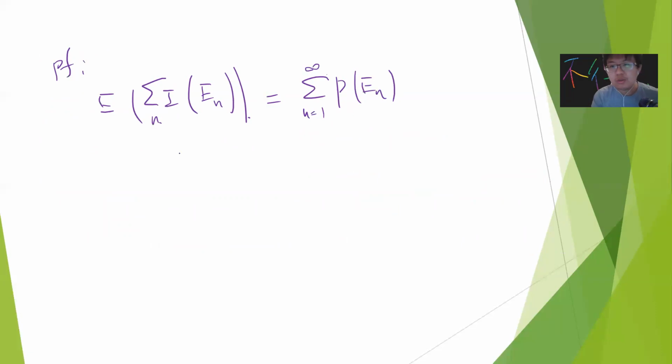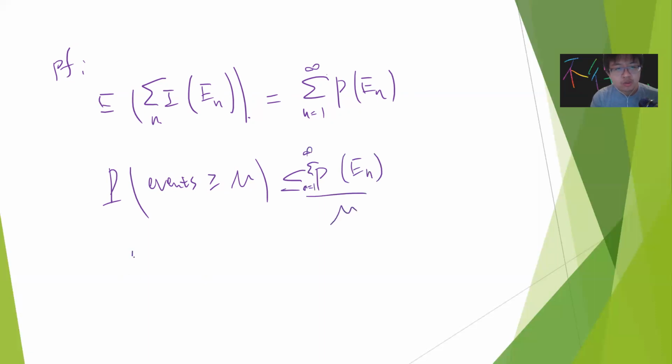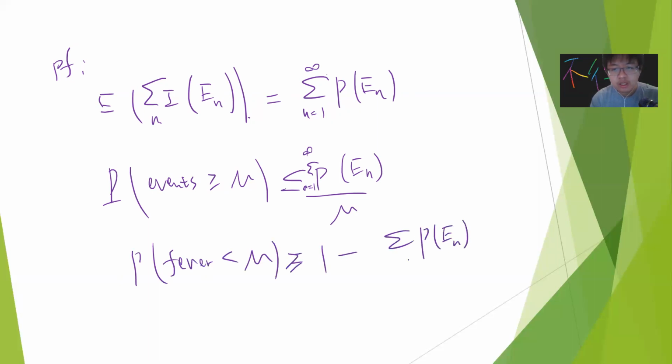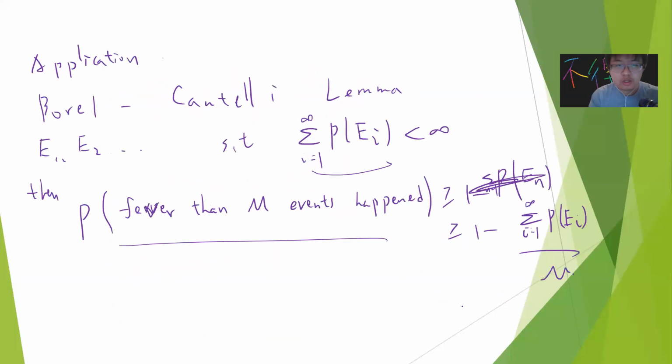Okay, so once you have this, then you apply the Markov inequality. So your probability that the number of events is greater or equal to m, by the Markov inequality, is less than or equal to the sum over the probabilities of E_n divided by m. So the probability of fewer than m events is greater or equal to 1 minus the summation of p(E_n) from 1 to infinity divided by m. Okay, so we proved this Borel-Cantelli lemma.